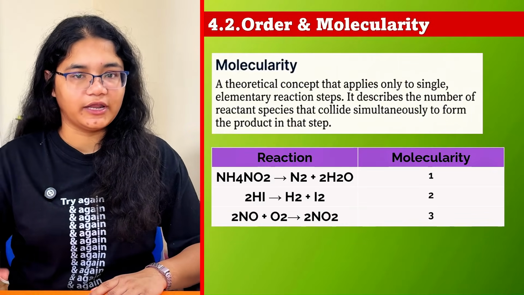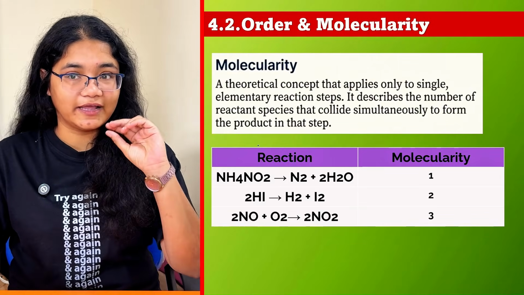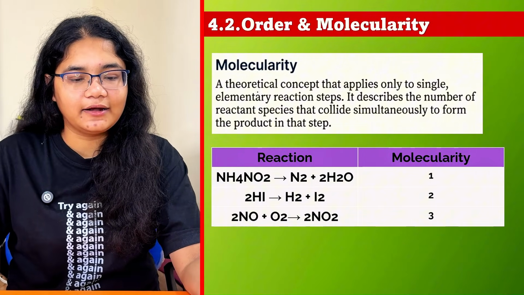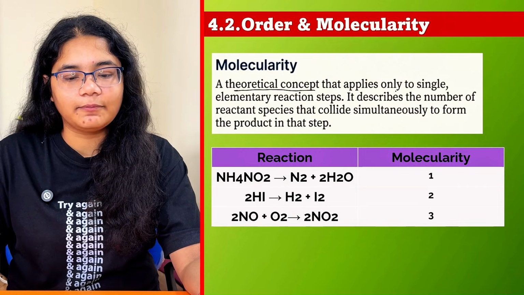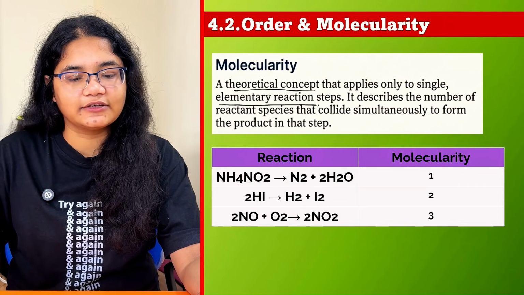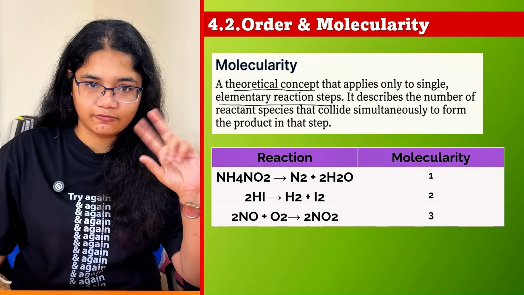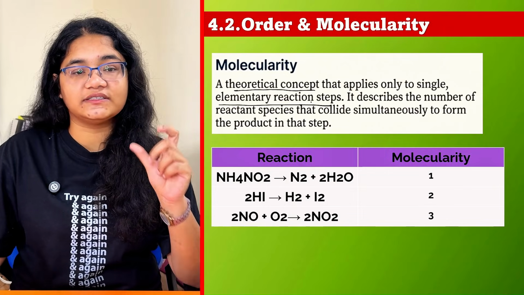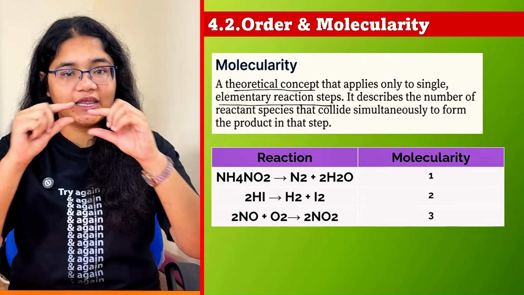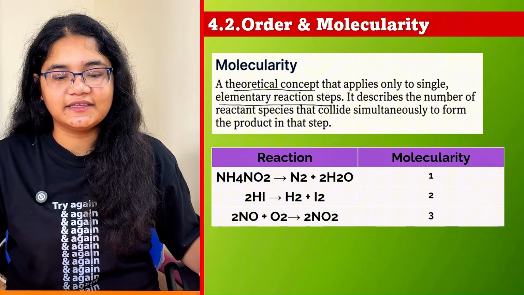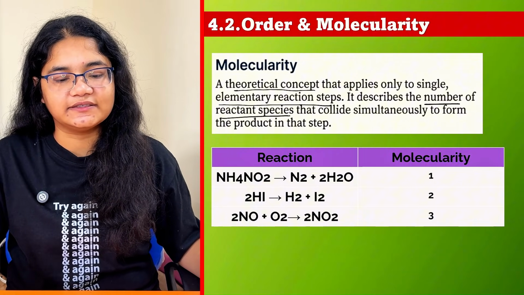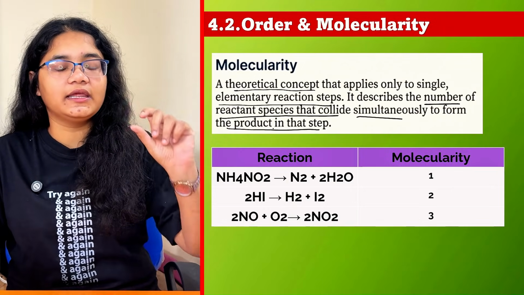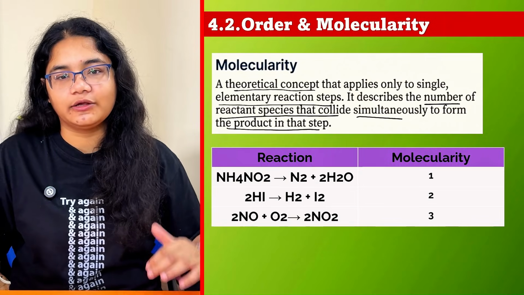Now let's talk about molecularity. Order was an experimental concept. You have to do the experiment and calculate the order. But molecularity is a theoretical concept that applies only to single elementary reaction steps. Order, as we discussed, can be for both complex and elementary reactions, but the molecularity concept is used in one single step of a reaction. It basically describes the number of reactant species that collide simultaneously to form the product in that step. So how many reactants are reacting, that is the molecularity of the reaction.